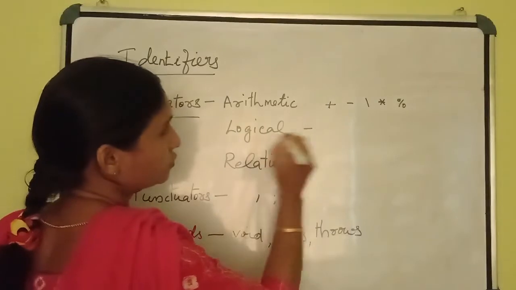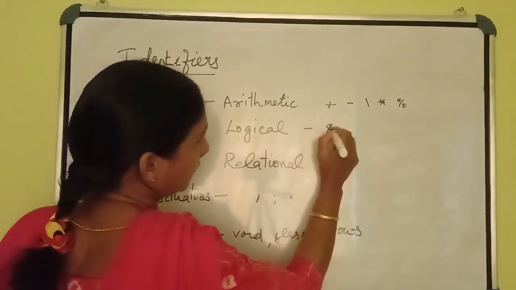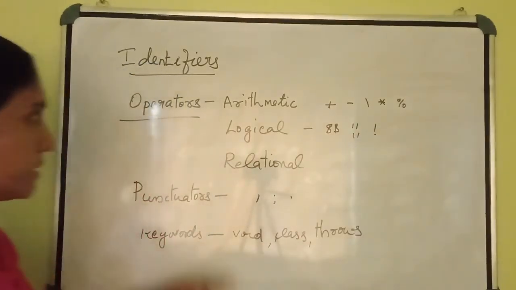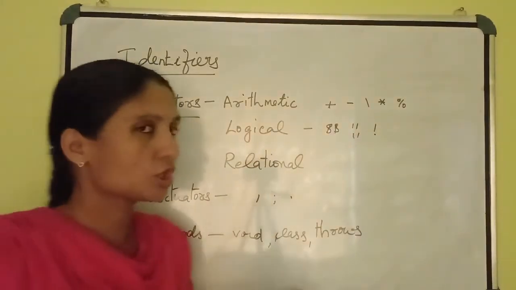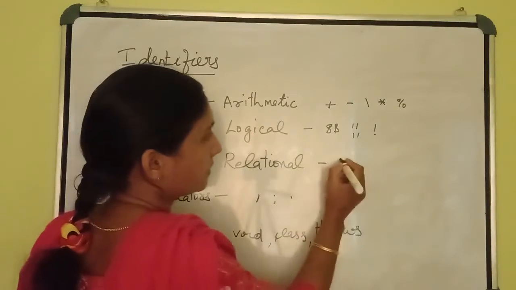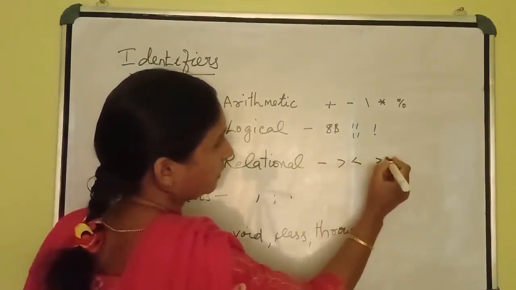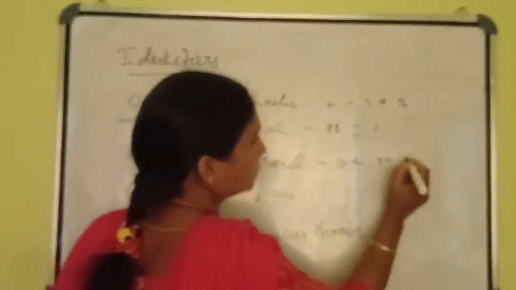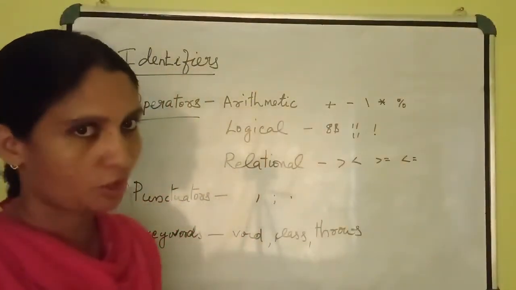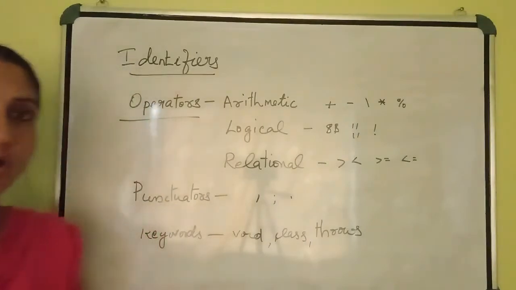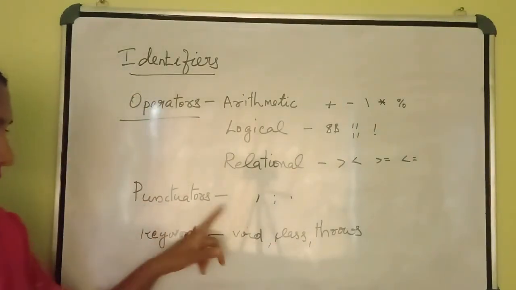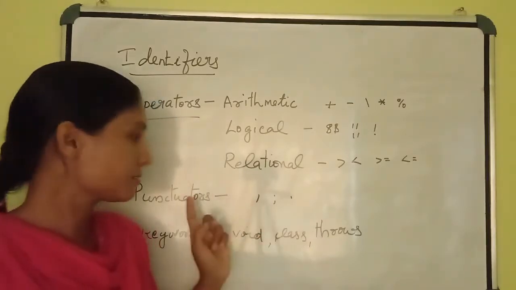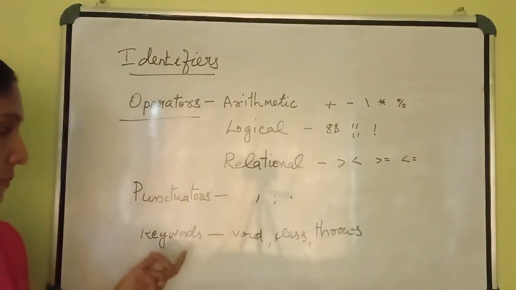Logical means it is used to check the conditions: and operator, or operator, not operator, like that. Logical operators are available in Java. Relational operator means greater than symbol, less than symbol, greater than or equal to symbol, less than or equal to symbol. These are called relational operators. These are the different types of operators. And what's meant by punctuators? Punctuators means comma, semicolon, dot operators. These are the punctuators.